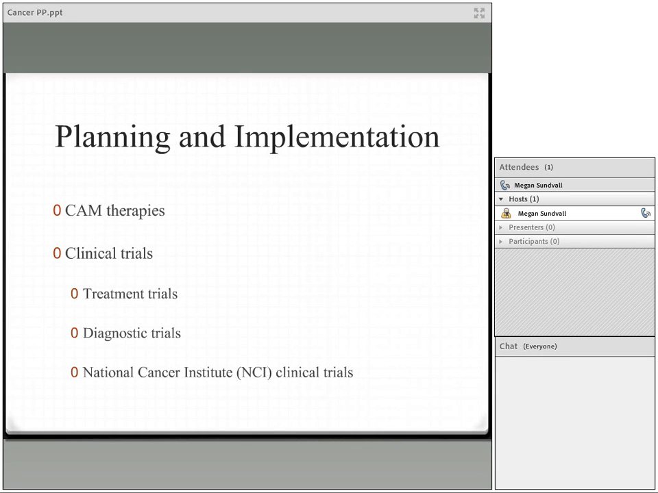So planning and implementation: CAM therapies are really important and very commonly used in oncology care, and we'll go through that a little bit later in the presentation. As medications start to become developed, they're going to go through different clinical trials: treatment trials, diagnostic trials, and then trials through the National Cancer Institute.